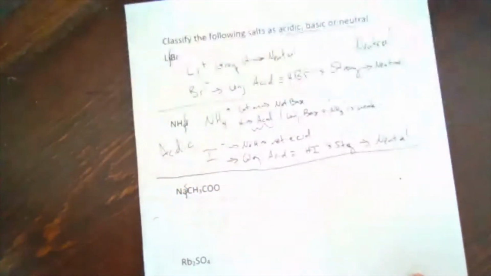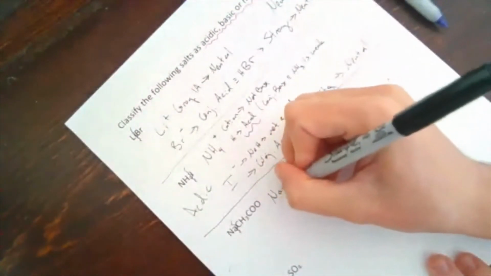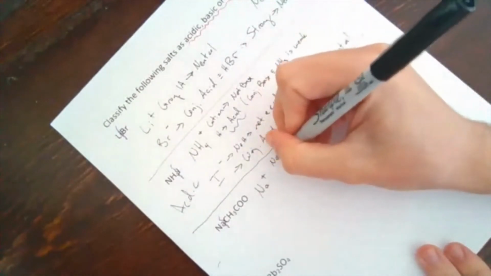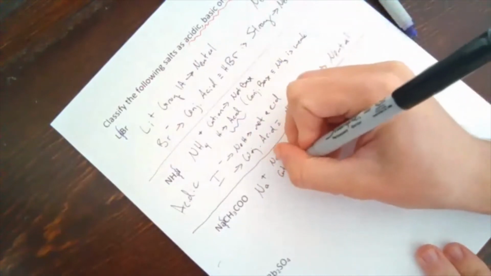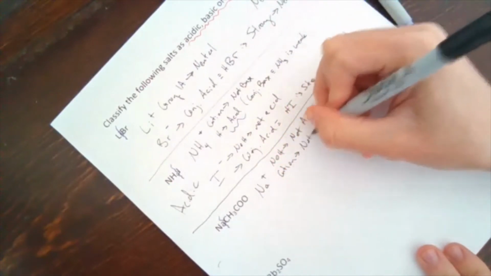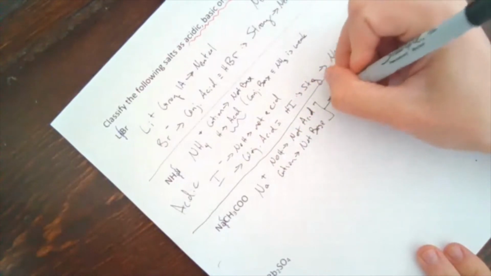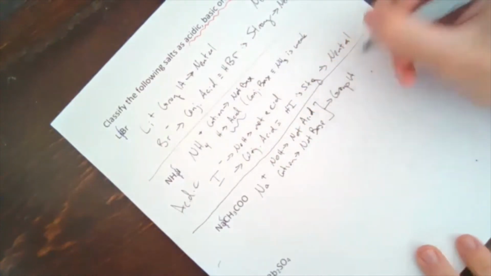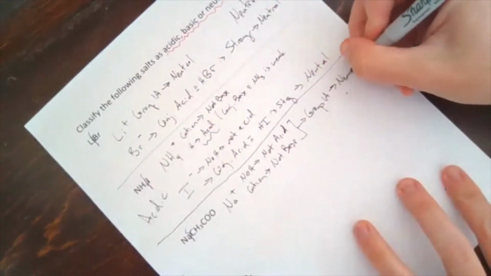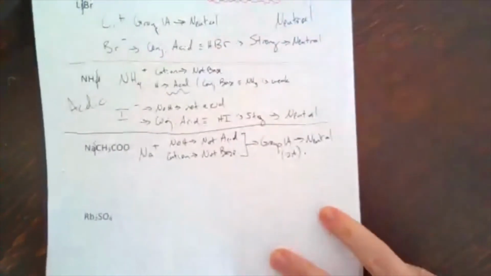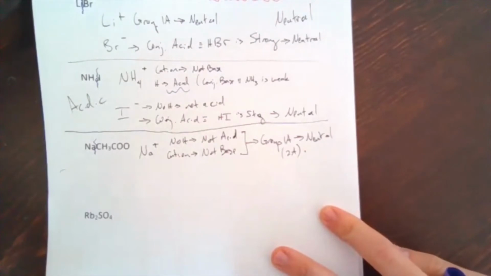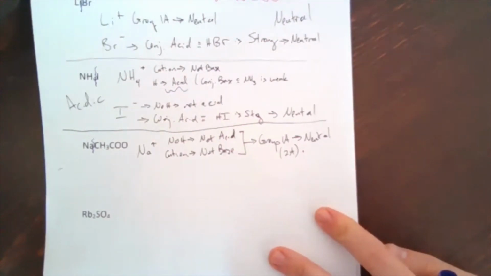Sodium acetate. I have Na plus, so no H leads to not an acid. And cation leads to this thing being not base. We can also just look and see, if we see group 1A, that tells us it's neutral. Group 1A, 2A is also the same. Any cations from group 1A or 2A on the periodic table, so your potassiums, sodiums, magnesiums, calciums, are all going to be neutral.